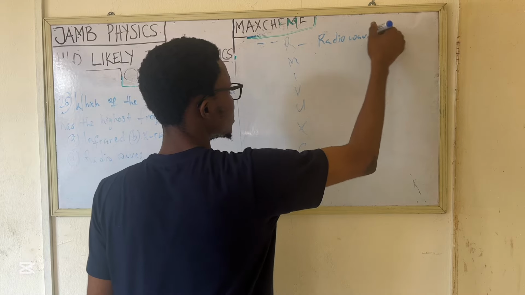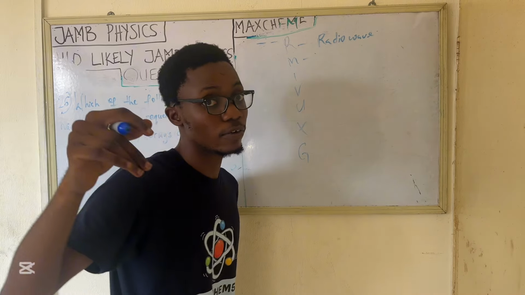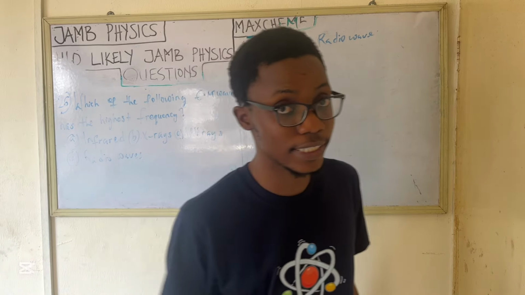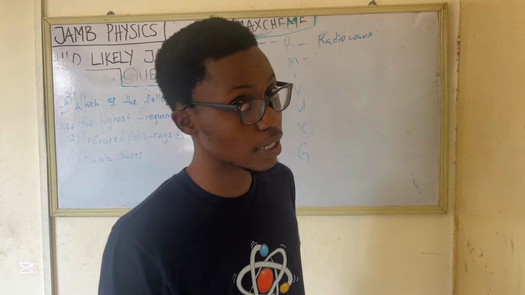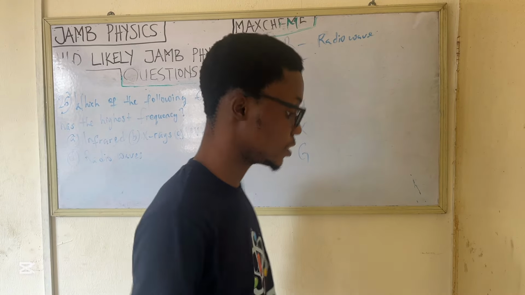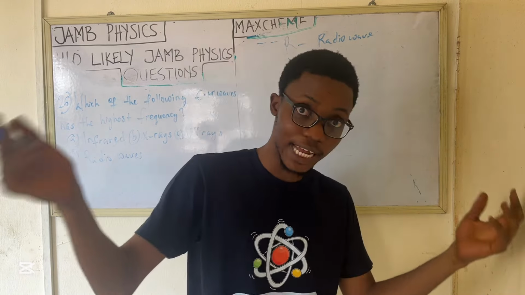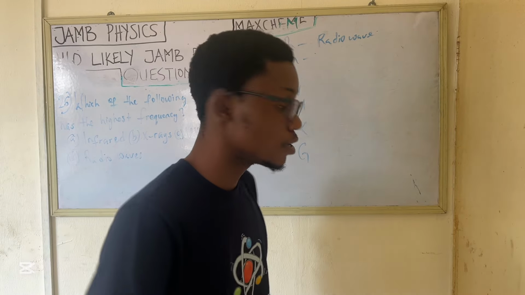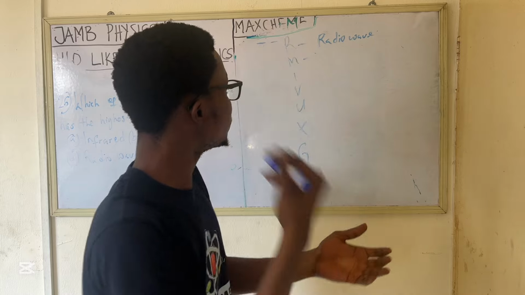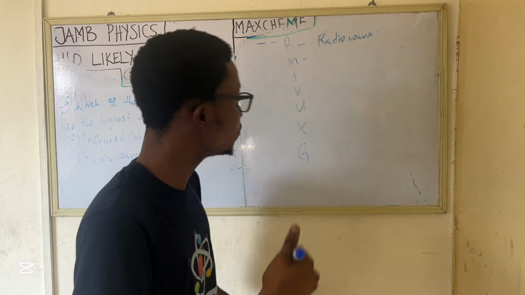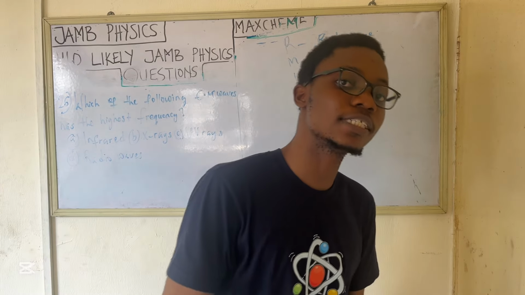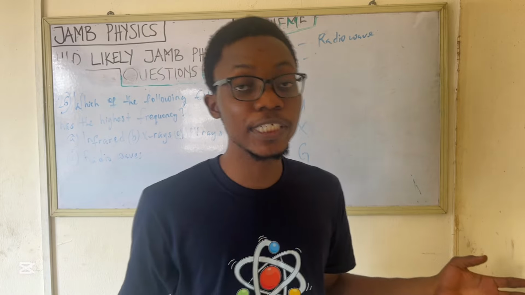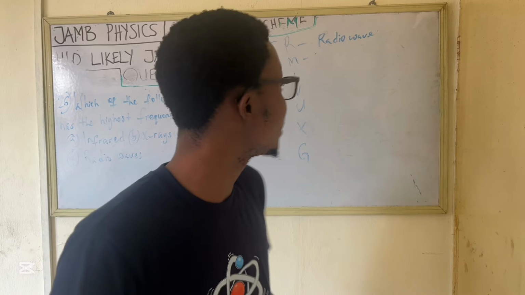These are electromagnetic waves, and you must know they have the same speed as visible light, which is 3.0 times 10 raised to power 8 meters per second. That is the velocity of light. So they have the same speed. Your radio wave, microwave, infrared, visible, UV ray, X-ray, and gamma rays all have the same speed as visible light. You need to know that.